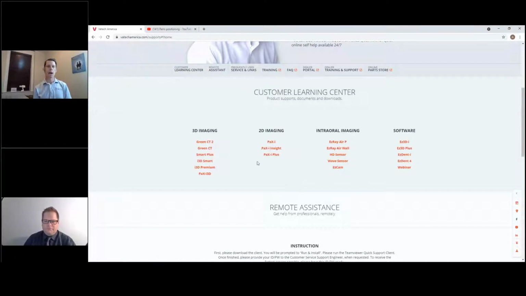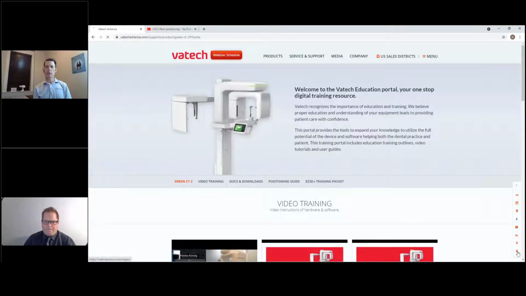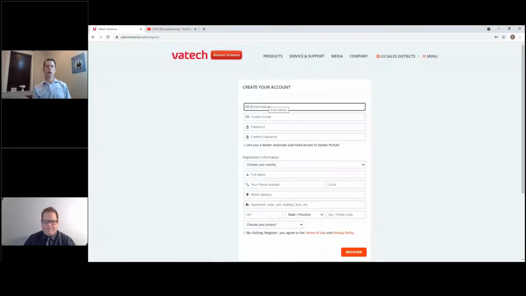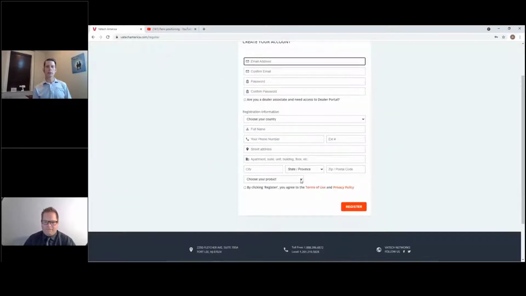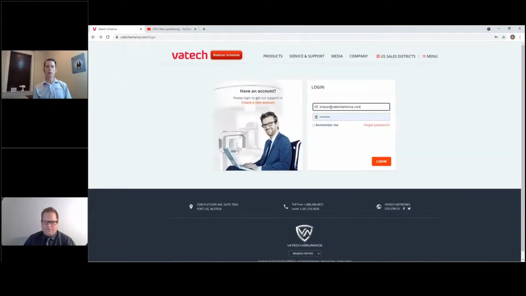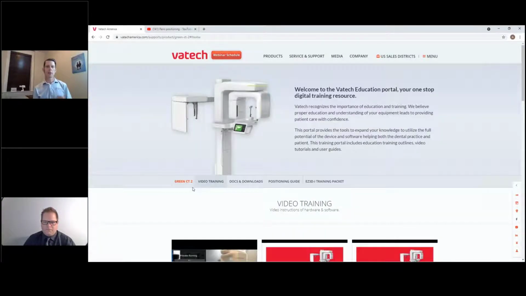In this case, I'm going to go to my green CT2, and it's going to ask me if I have an account. If I do have an account, you saw it took me to my web page. Otherwise, you're going to go here, create an account, and put all your office information in there. Under product, choose whichever device you have or your software and click register. What that will do is it will take you to, in this case, the green CT2.